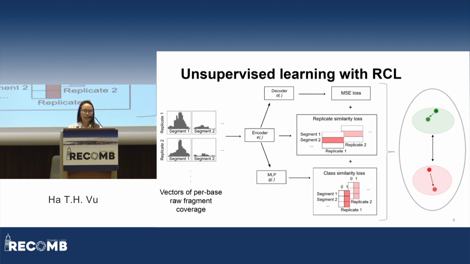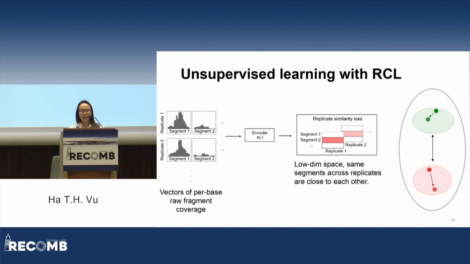We put these vectors through our unsupervised learning training process, and we want to optimize the combination of three losses so that similar regions are close to each other, and the ones corresponding to peaks are further away from the ones corresponding to non-peaks. In today's talk, I want to highlight the replicate similarity loss and the class similarity loss.